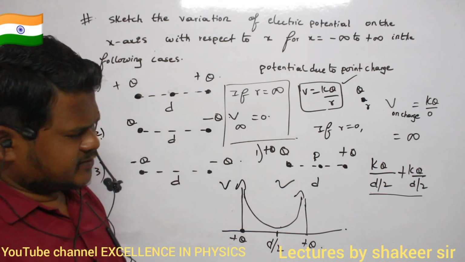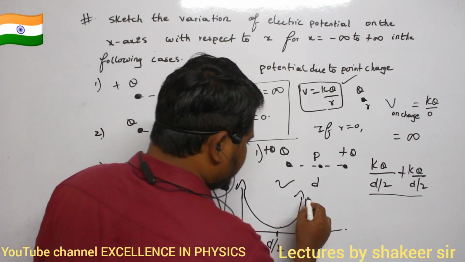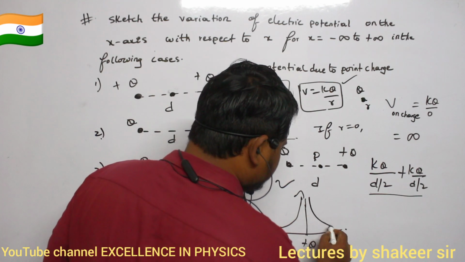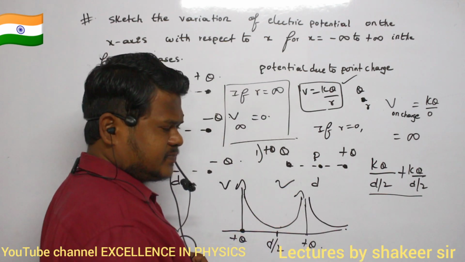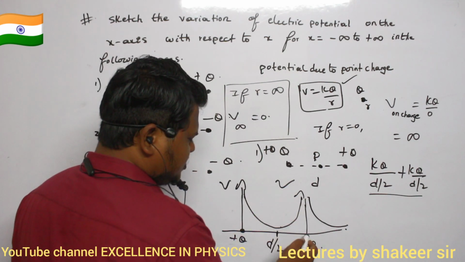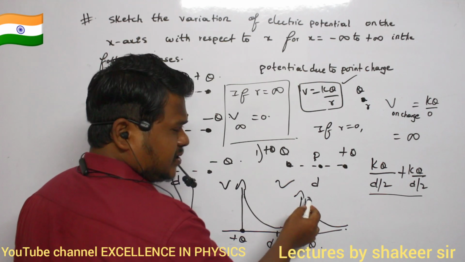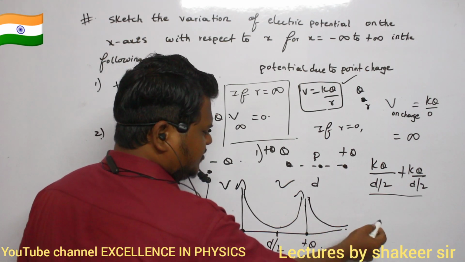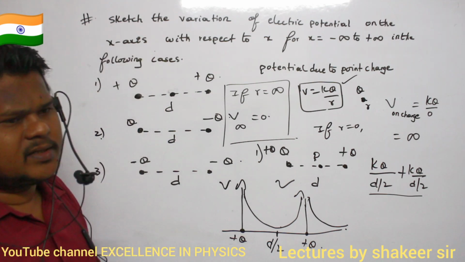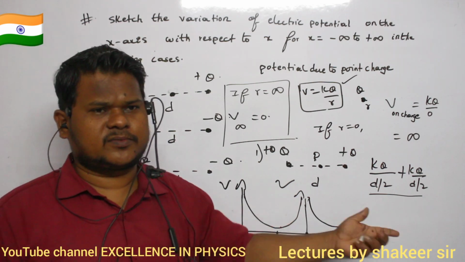So how can you sketch a graph? Very simple. So the graph will be like this. At the position of the charge, potential is infinite. But as you go on moving away from the charge, potential continuously decreases and finally it becomes 0. That's all.